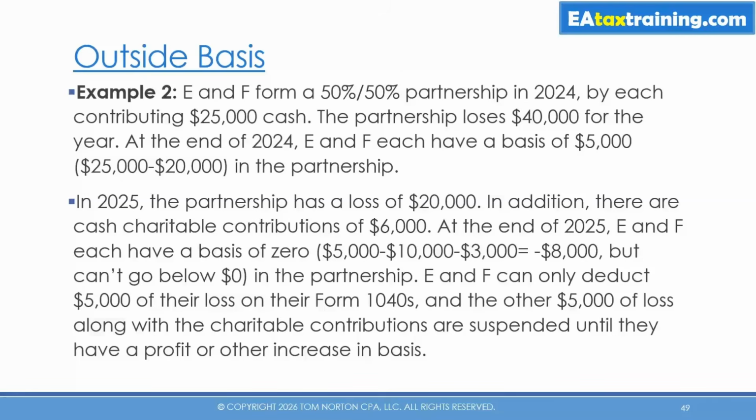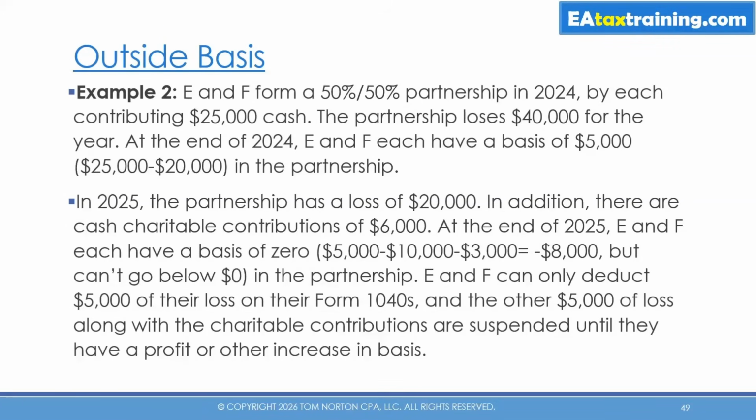In 2025, the partnership has another loss, this time of $20,000. In addition, there are cash charitable contributions of $6,000. So at the end of 2025, E and F each have a basis of $0. So it's the $5,000 they started the year with, minus their $10,000 share of the $20,000 partnership losses, minus their $3,000 share of the $6,000 of charitable contributions. So that's actually a negative number, but remember, basis can never go below 0.